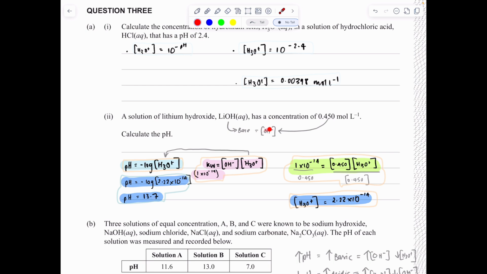Whenever you're given, yeah, I'll just leave it there. You get the gist.